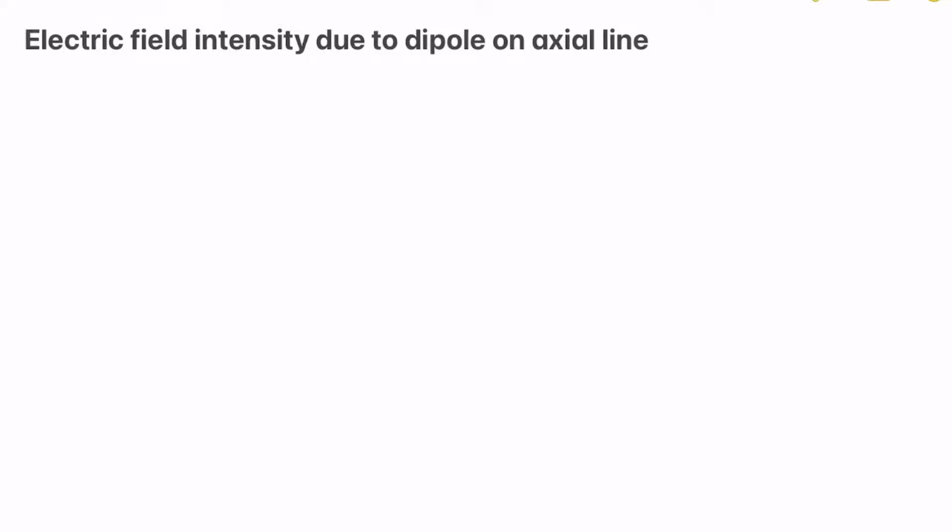Now let's go to the topic electric field intensity due to dipole on axial line. This question is very important for 4 marks. So many times asked in the public examination. Look here, what is meant by dipole? Dipole means two poles. Di means two. One is minus q and plus q separated by some distance, that is called dipole.